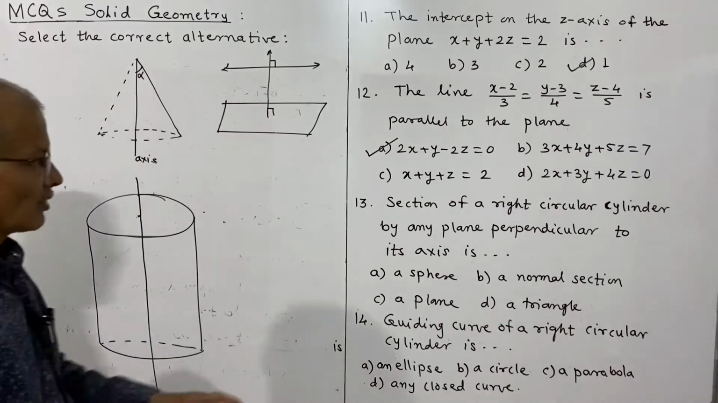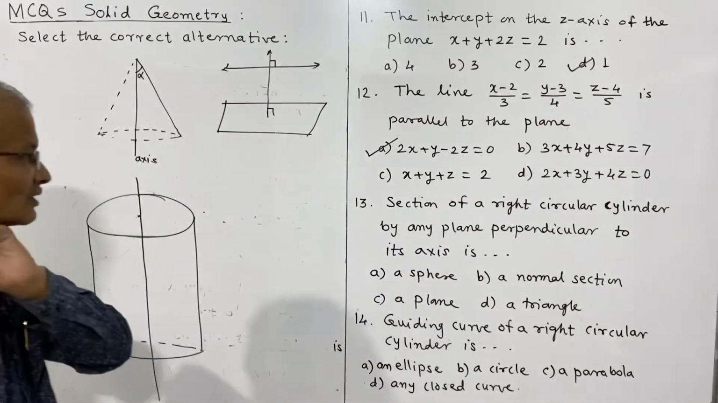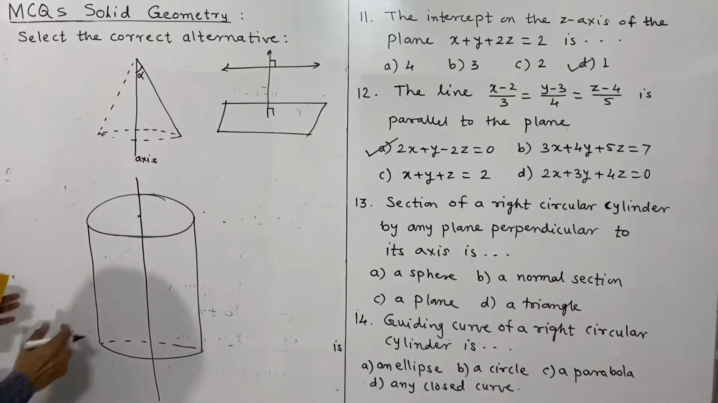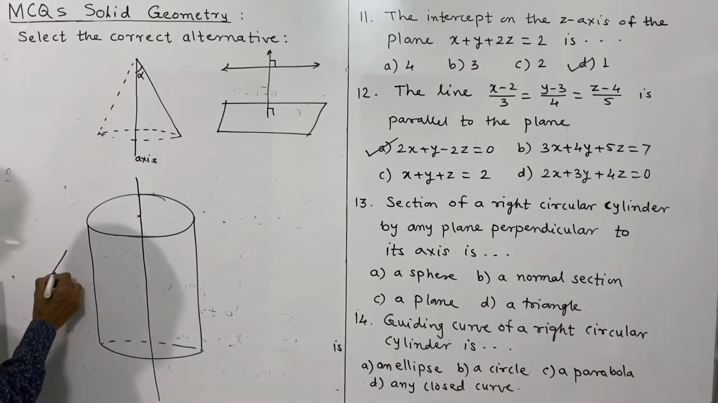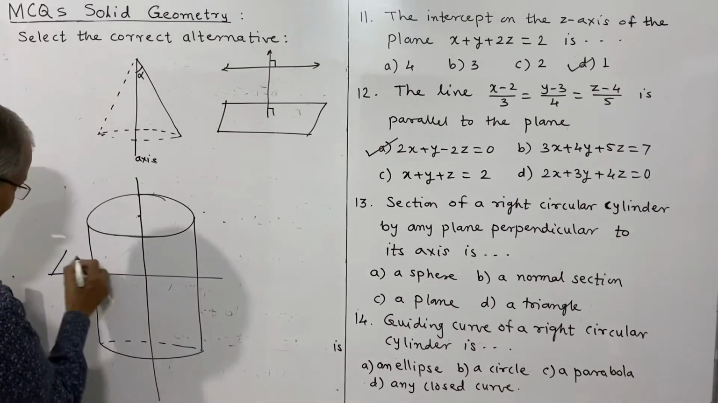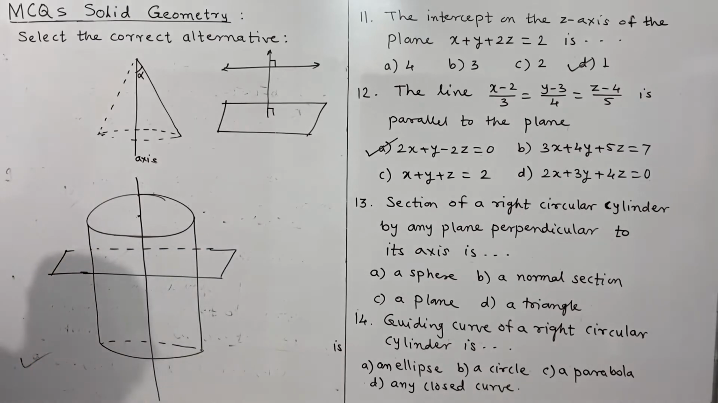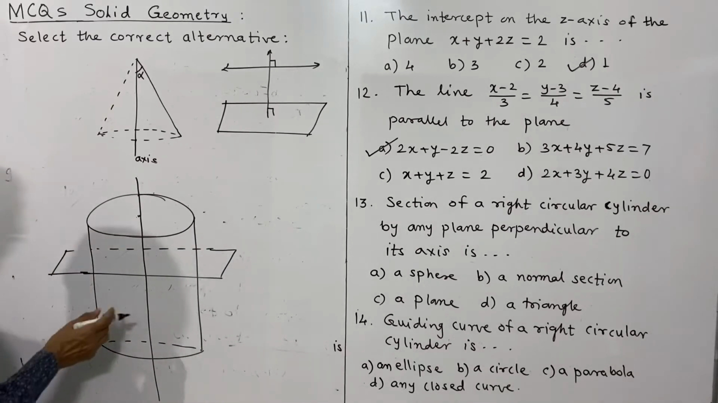And what is asked about this is the right section of a right circular cylinder by a plane perpendicular to its axis. The plane must be perpendicular to the axis. That means this type of plane will be there. And what will be its section?